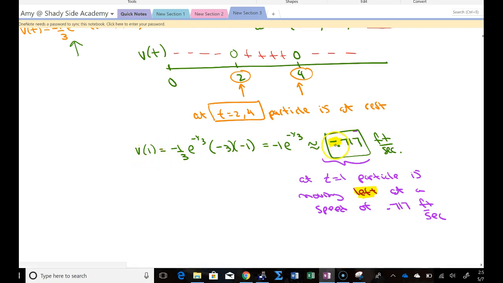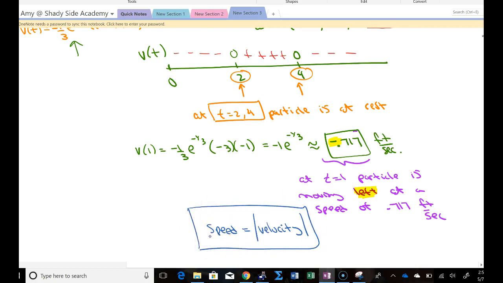Velocity indicates direction because it could be positive or negative. If the velocity is negative, that means it's moving left or down. If the velocity is positive, it means it's moving right or up. Speed, on the other hand, pays no mind. It does not care about direction. So speed is the absolute value of velocity. Speed pays no mind to direction. So please make a note in your notes. We've just talked about speed.